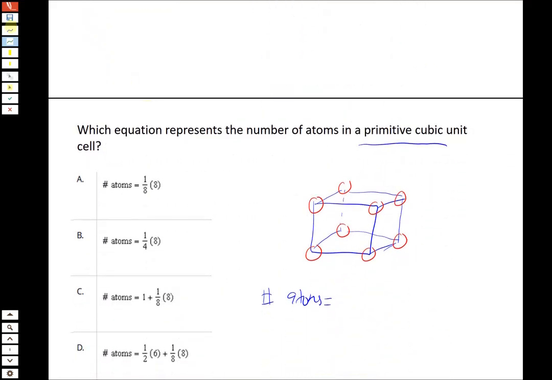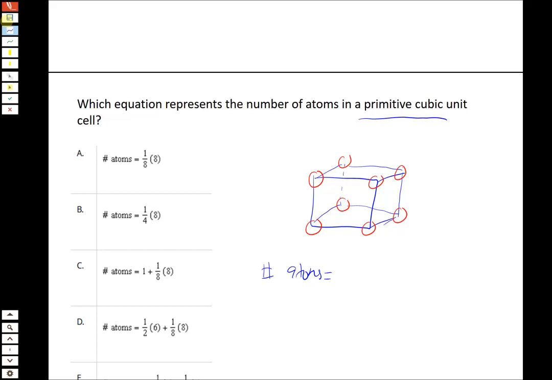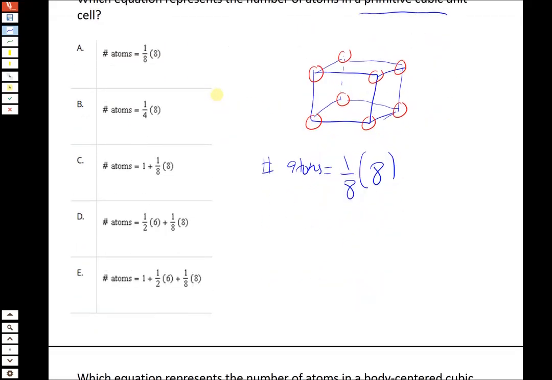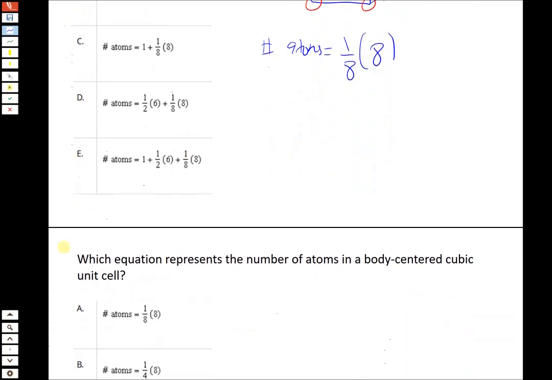So when we count atoms in the corners of unit cells, there's going to be 8 corners, and each count is 1/8. So it would be 1/8 times 8. That's the portion that it belongs to that unit cell because it's shared by 8, and that's the number of corners we have. There's 8 corners in a cube. So it's 1/8 times 8, or 8 times 1/8 is how I usually wrote it. But either way, that would be answer choice A here. The rest of these deal with other fractions and other parts of the unit cell that are not relevant to simple or primitive cubic.